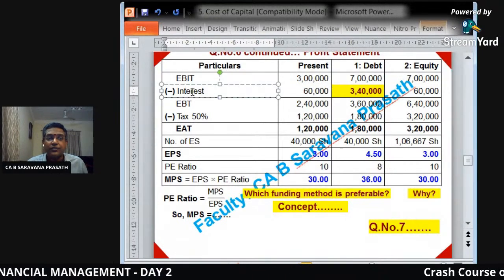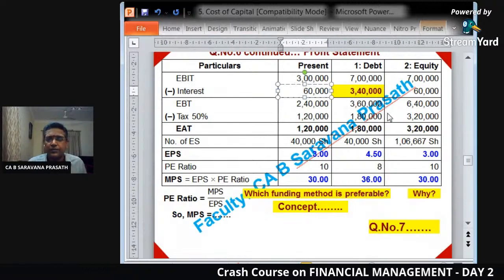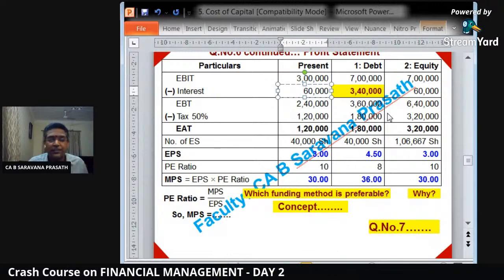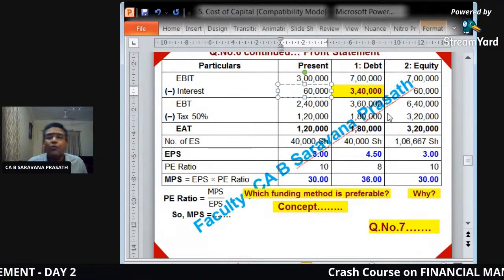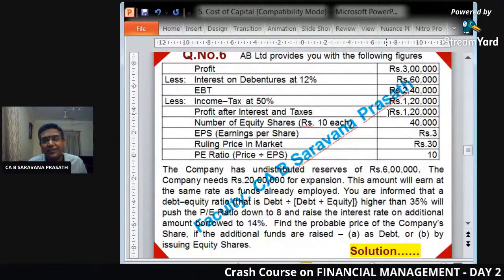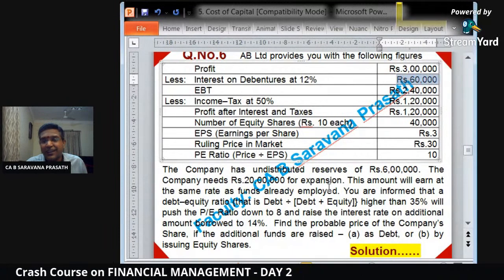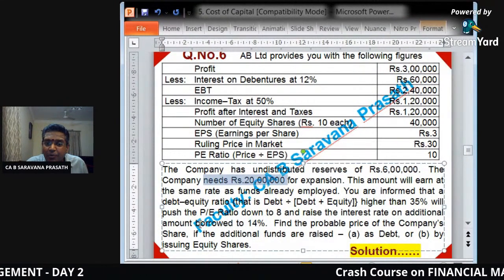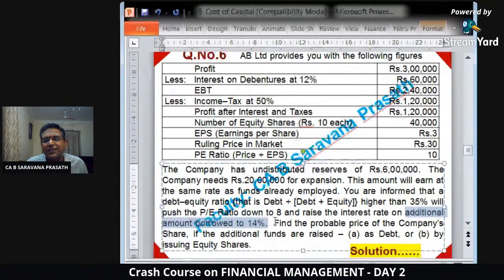Now interest, you have to be very careful. Present interest, no problem, 60,000. Proposed interest, I have marked it very specifically in the first column, first alternative, because it's a very special calculation. I would go back to the question again for this reference. Existing interest is 60,000. The fresh fund is 20 lakh, and on that additional amount, I repeat, on the additional amount, it will be 14% interest.